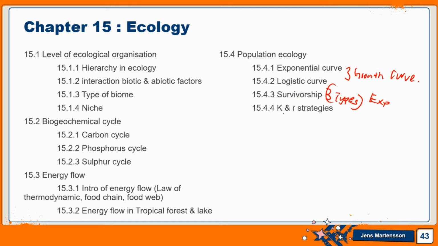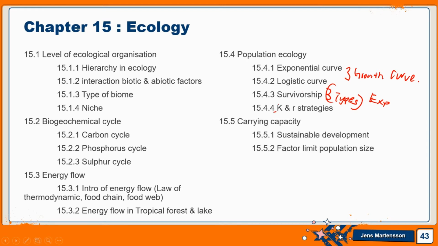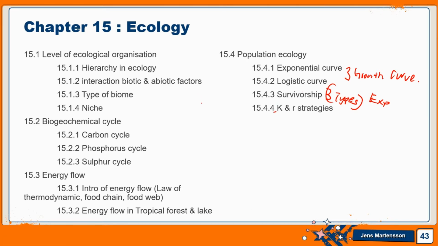And the last one is K and r strategies. What is K strategy and r strategy? You have to know their difference and make sure you write correctly. There is K and r. K must be a capital letter, r must be a small letter. If you write K in small letter, sorry, wrong, even if your answer is correct. If you write r in capital letter, sorry, also wrong. This is biology. Biology spelling is very strict.